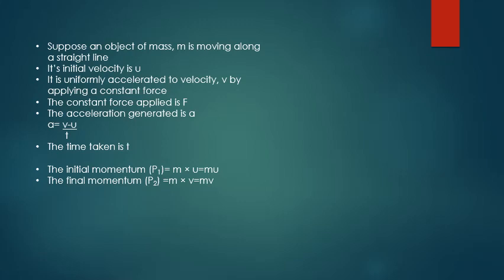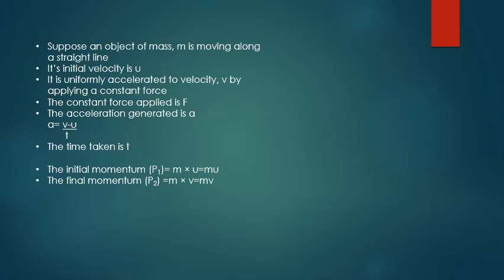For the velocity to reach from u to v, it took t amount of time. So the acceleration would be the difference between final velocity and initial velocity, that is (v minus u) upon t, because the time taken was t.